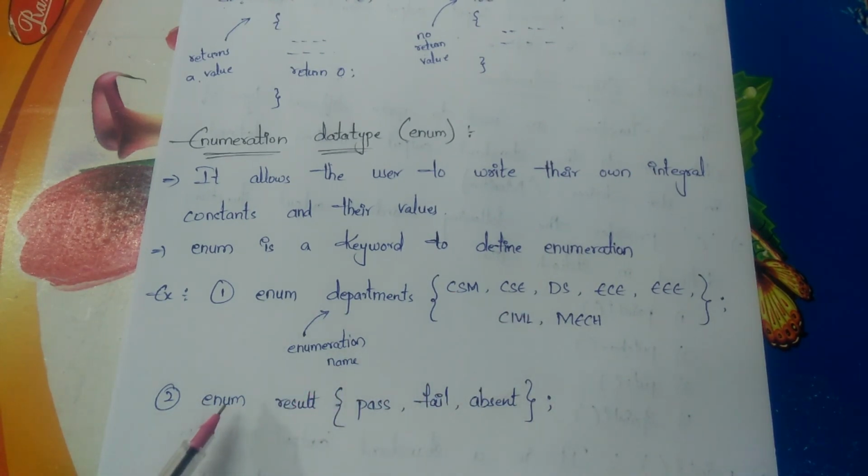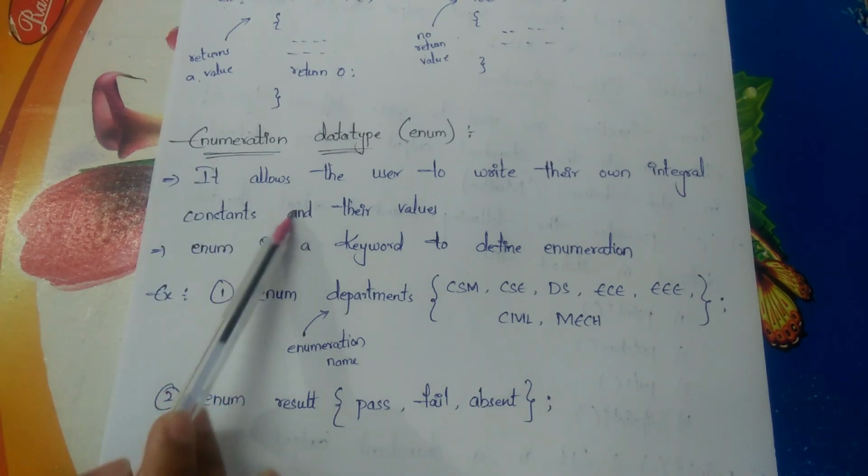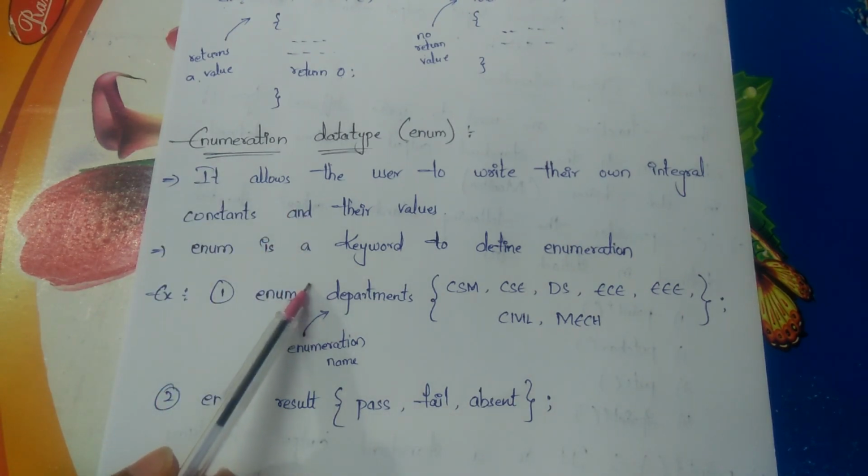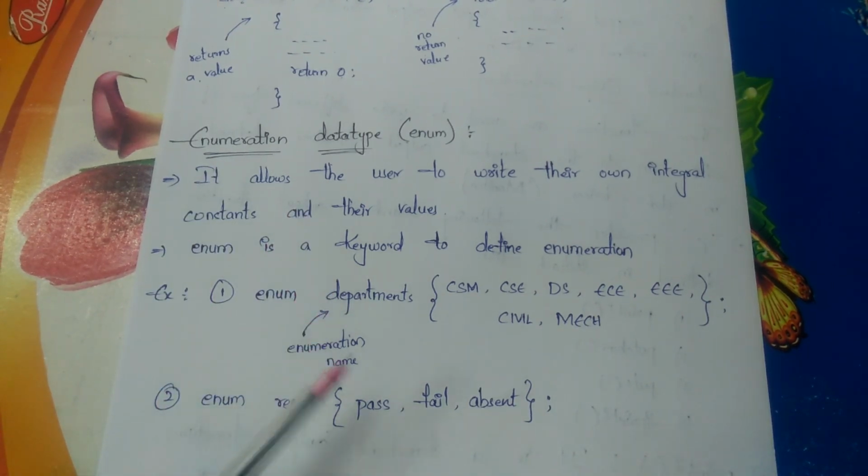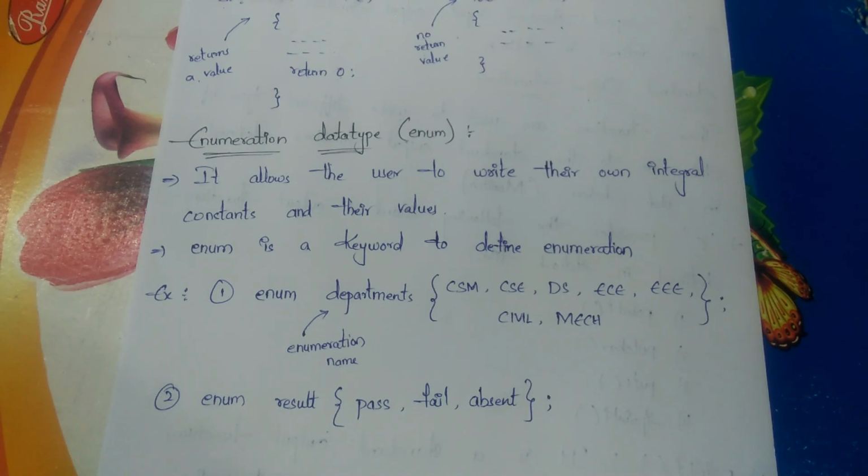The second one is enum result. Result is also an enumeration name. In result we will have three cases: pass, fail, and absent, closed with a curly brace and ended with a semicolon. So this is how we declare the enumeration data type. We will discuss enumeration and the user defined data types in further classes. So this is all about the types of data types in C, which is very important for the exam.